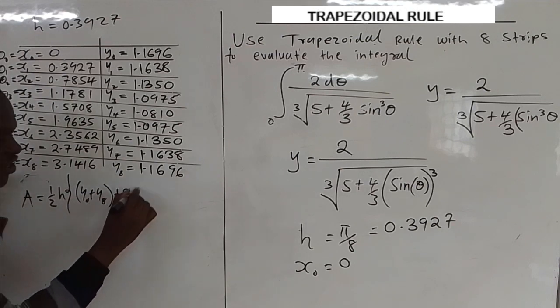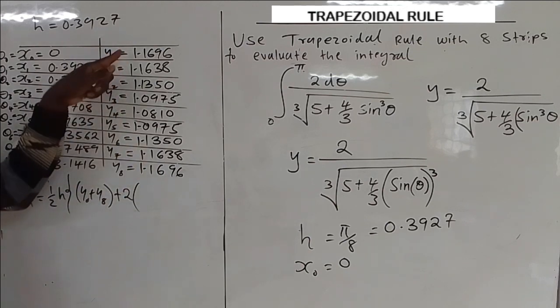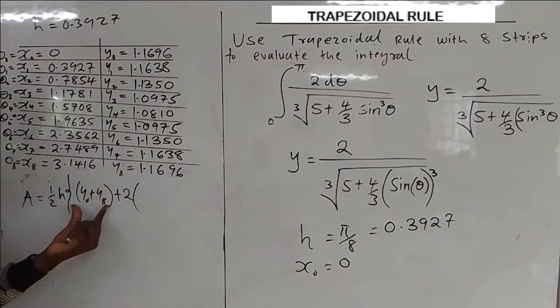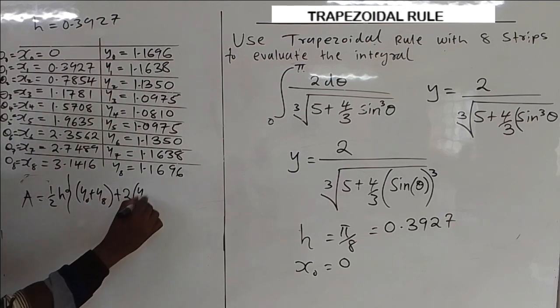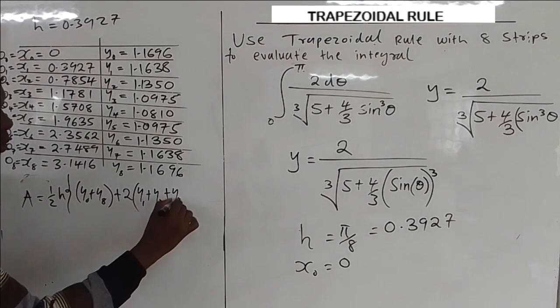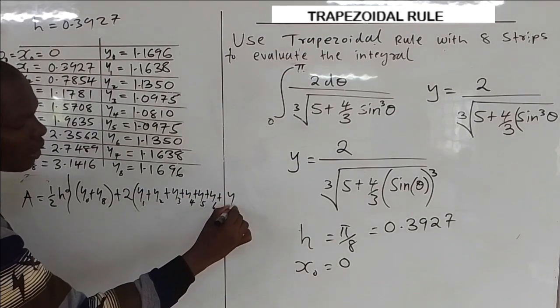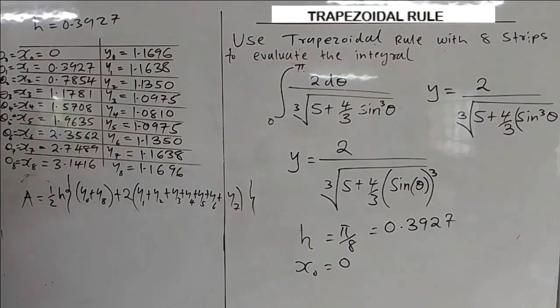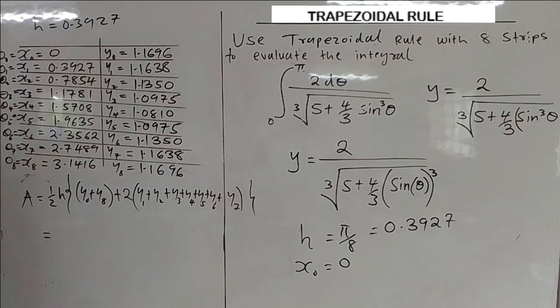Then it is plus twice what is remaining, isn't it? Are we together? The two ends are y naught and y8. You add them, then twice the middle ones, isn't it? And which ones are the middle ones? From y1 to y7: y1 plus y2 plus y3 plus y4 plus y5 plus y6 plus y7. Those are the middle ones, isn't it? So you don't need to substitute these values here. You go to the calculator direct, okay?